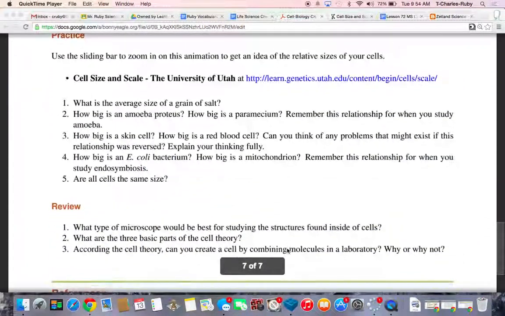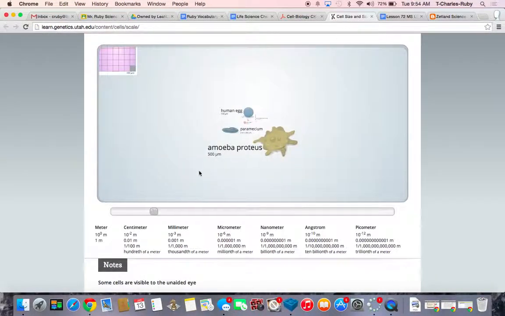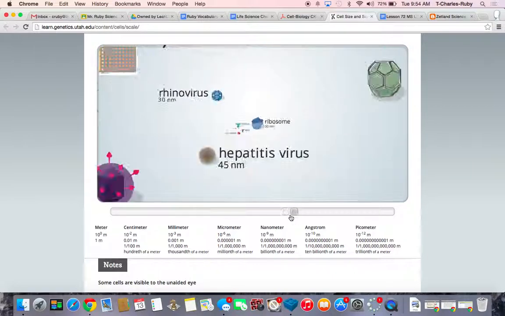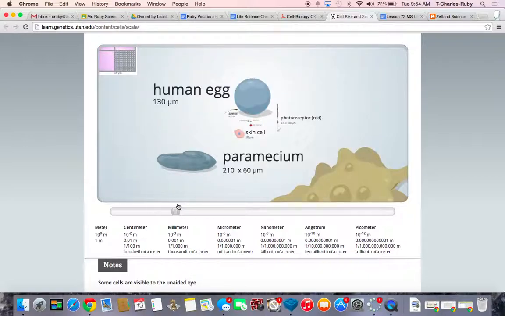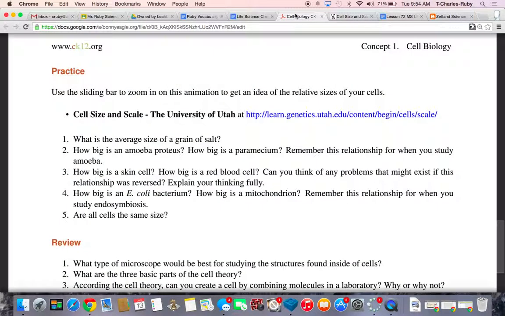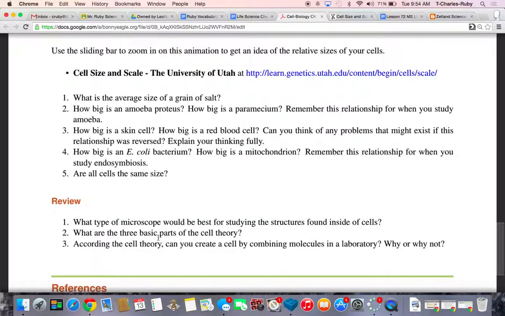And here's our practice. You're supposed to answer these 5 questions, which you can get to by clicking on this website here, which takes you over to this site over here, where you go from the very biggest thing, a coffee bean, way down to the littlest, tiniest thing, a carbon atom. Remember, that's carbon atom way up to coffee bean. And then you answer the questions that are right here, 1 to 5. And then you want to answer the review questions, 1, 2, and 3.